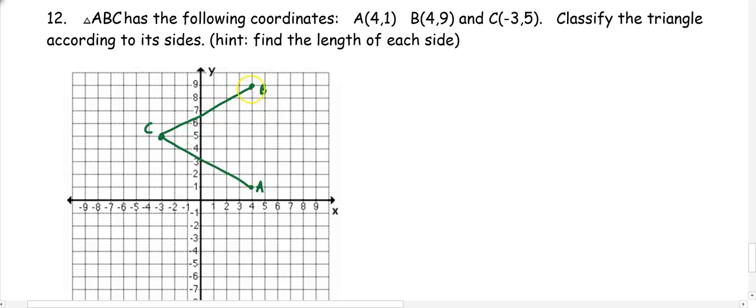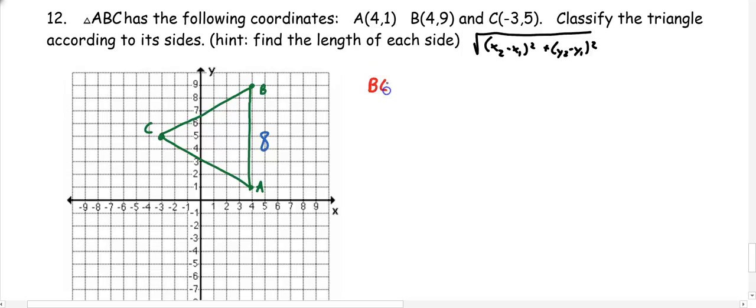So AB is really easy to find because it's a vertical line. So I can just count the distance from A to B. 1, 2, 3, 4, 5, 6, 7, 8. I know that AB has a distance of 8. To find my measure of BC and AC, I'm going to have to use the distance formula. Remember that the distance formula is x2 minus x1 squared plus y2 minus y1 squared. So I'm going to use the distance formula twice to find each side.